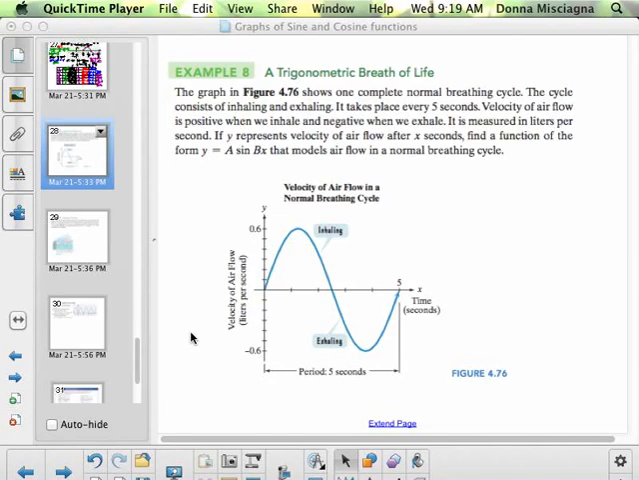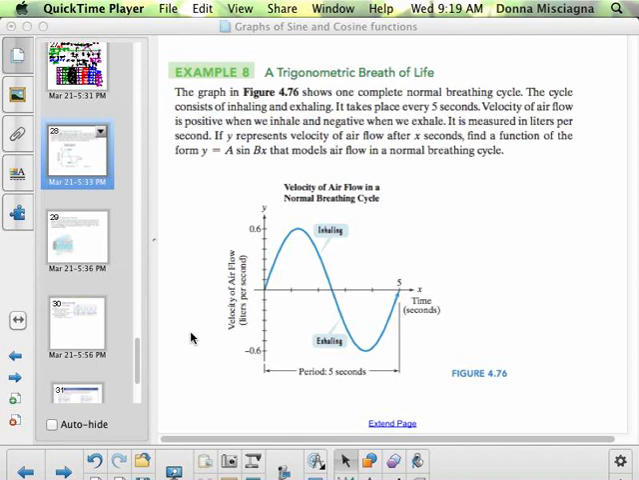The graph in figure 4.76 shows one complete normal breathing cycle. The cycle consists of inhaling and exhaling. It takes place every 5 seconds. Velocity of airflow is positive when we inhale and negative when we exhale. So, it's above the x-axis when we're inhaling, below the x-axis when we're exhaling. It's measured in liters per second.